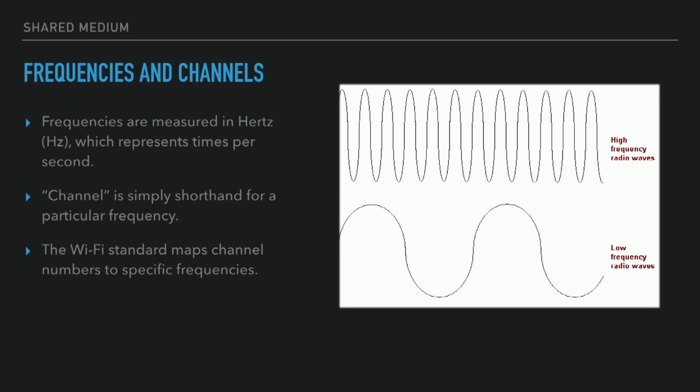The FCC assigns Wi-Fi, in the United States at least, a series of frequencies that it's able to use, and that gets turned into channels so that it's easy to refer to. I don't have to remember a gigahertz down to the nth degree. I can just remember channel 40. Easy to use.